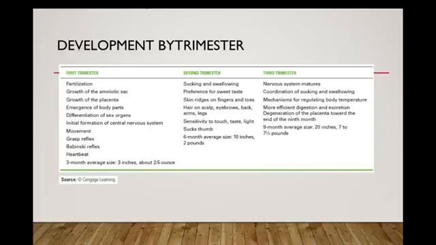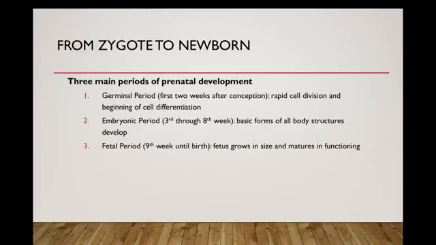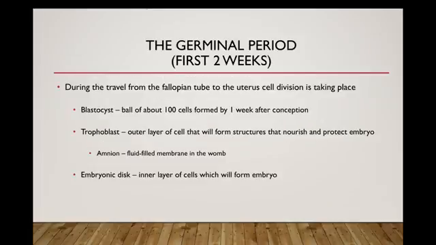Here's the development by trimester, and this is right out of your book, so you can look at these and see what's happening in each trimester. What I want to talk about is the 3 main periods of prenatal development. One is called the germinal period, when some women might not even know they're pregnant. This is when a lot of miscarriages take place. Then the embryonic period, which we're going to talk about as a very critical period, and then the fetal period would be the last.